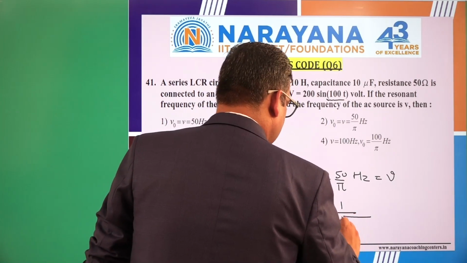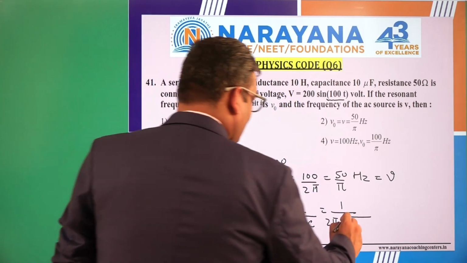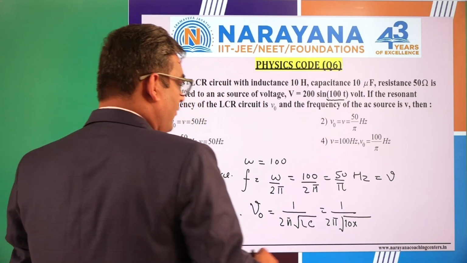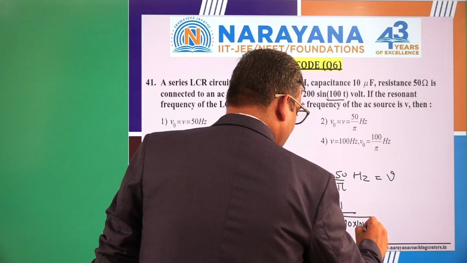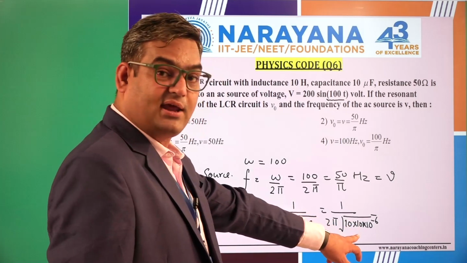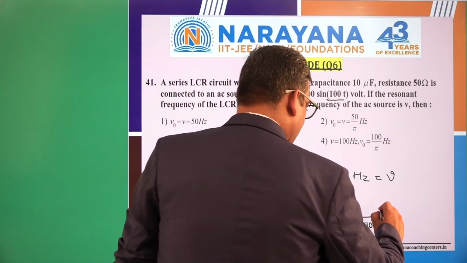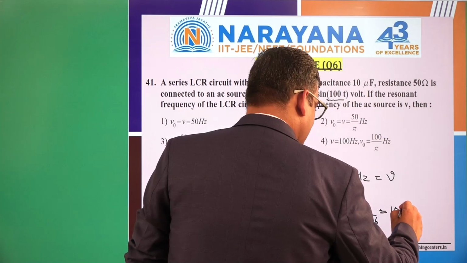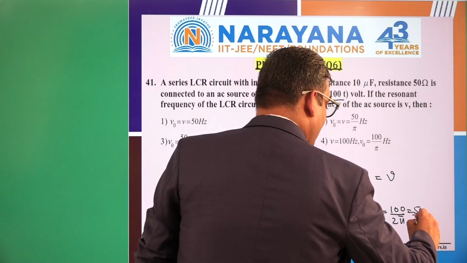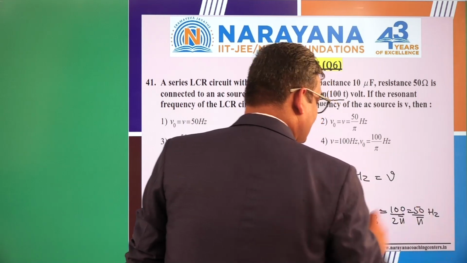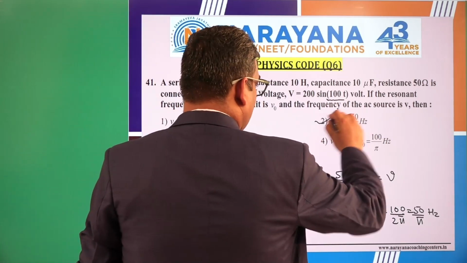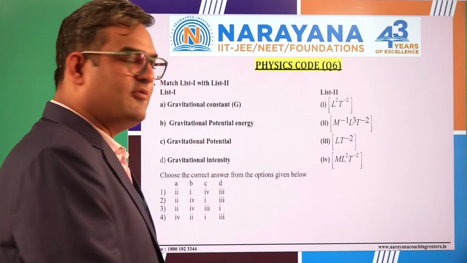The value of inductance is 10 Henry and that of capacitance is given as 10 microfarad. So we will write it as 10 into 10 raised to power minus 6. Now in the root there is 10 raised to power minus 4. So minus 2 will come out, and if we take it to numerator, this will be 100 by 2 pi, which again gives us the same magnitude, 50 by pi hertz. So for this particular question and the given values, we can say that both the frequencies are 50 by pi hertz.